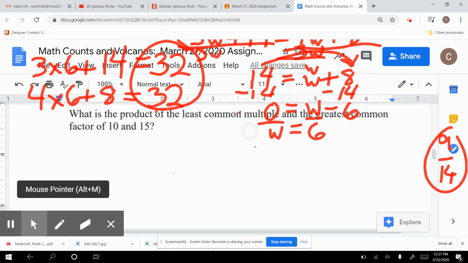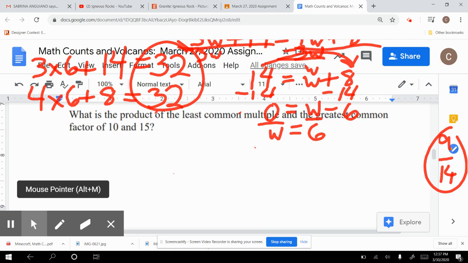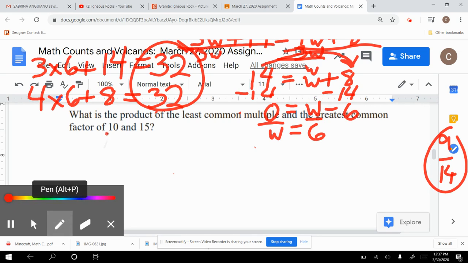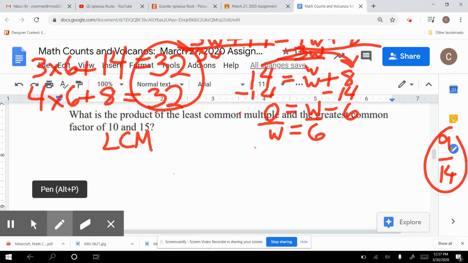All right, what is the product of the least common multiple and the greatest common factor of 10 and 15? Well, let's take a look at that. What is the LCM, which we call the least common multiple of 10 and 15? Meaning, if you multiply 10 by different numbers and 15 by different numbers, when's the first time that they're going to share the same number? Well, I'm going to count by 10s. 10, 20, 30. So if we also count by 15s, we get 15, 30. The LCM for 10 and 15 is 30.